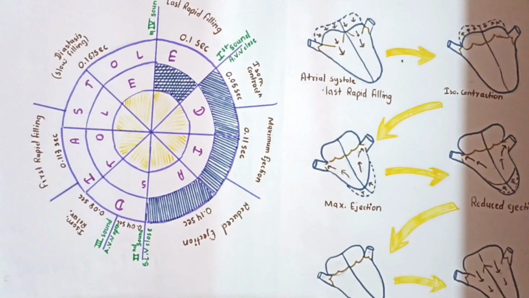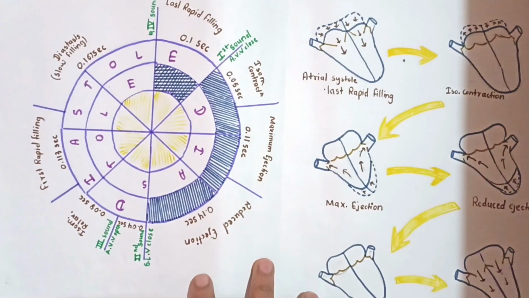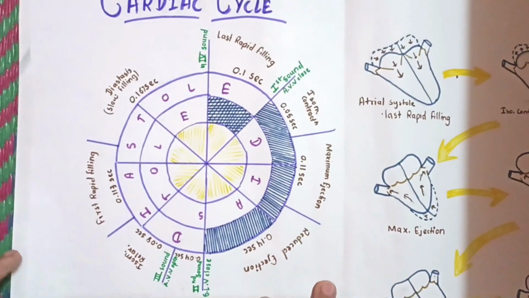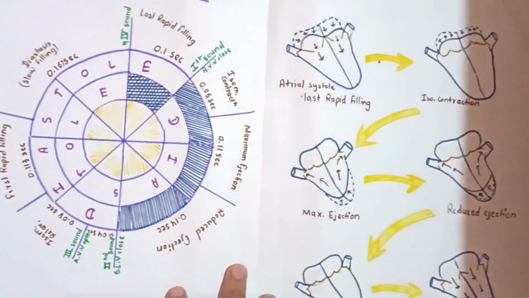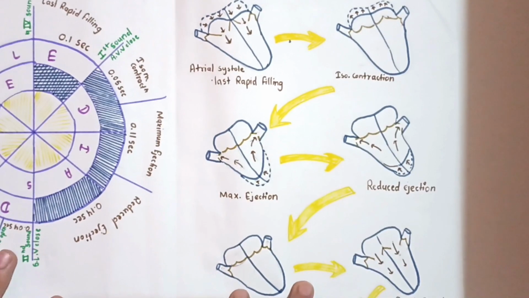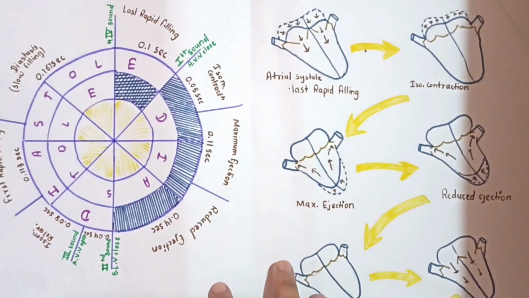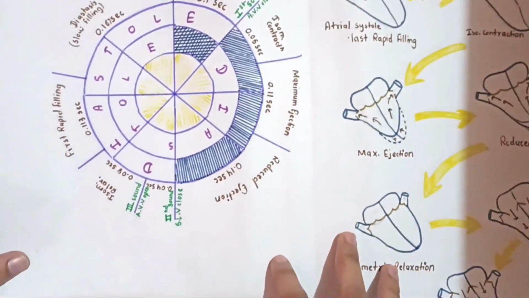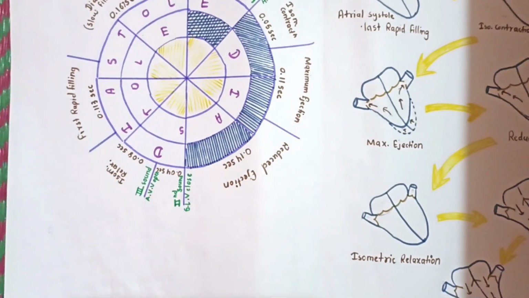Till now we have done so many topics of anatomy, but today we will be talking about one topic from physiology, that is the cardiac cycle. So here you can see this diagram, this cycle and these diagrams of the heart. I'll explain you through these diagrams. First of all, let's see the definition. So what is the cardiac cycle?